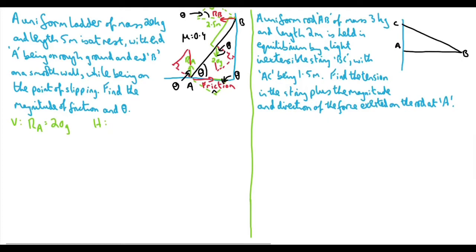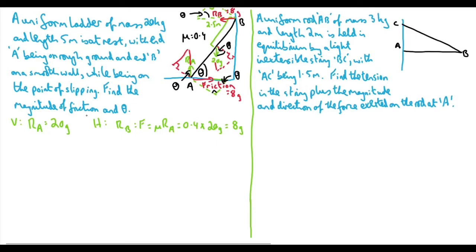The only force going to the left is your reaction at B, and the only force going to the right is your friction. Friction you can express as just your coefficient of friction times the reaction at that point, so that's mu times RA, and we know that mu is 0.4, and the reaction at A we just worked out is 20g. Therefore, we can say, both for the reaction at B and for the friction, that's going to equal 8g newtons. So yes, we can label that 8g and label this 8g as well.